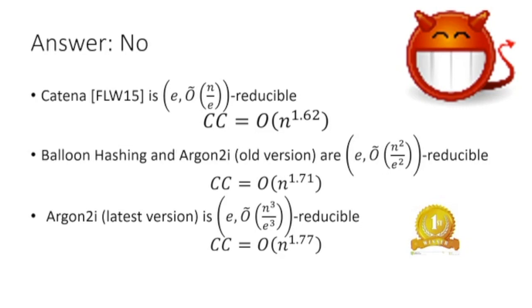So in every case that we've looked at, the resounding answer is no. These graphs are not depth robust, and because they're not depth robust, we can actually get amortized attacks, which would reduce the attacker's cost significantly.